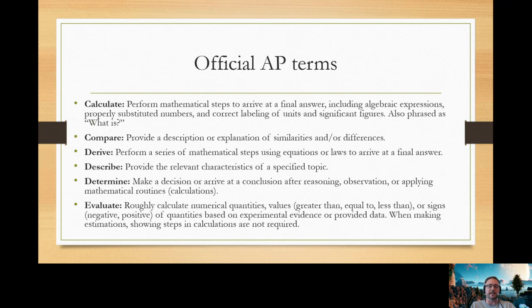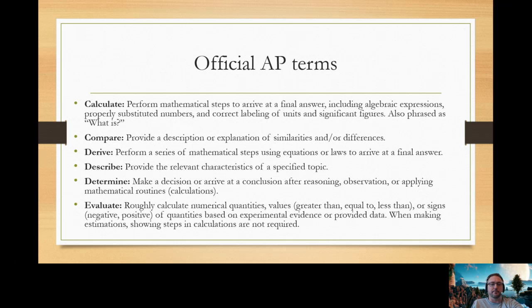All right, so official AP terms. You can find this online, a little bit harder to find than I realized. Calculate: perform mathematical steps to arrive at a final answer, including algebraic expressions, properly substituted numbers, and correct labeling of units and significant figures. Also phrased as "what is." So that's what calculate means. Compare: provide a description or explanation of similarities and/or differences. Derive: perform a series of mathematical steps using equations or laws to arrive at a final answer.